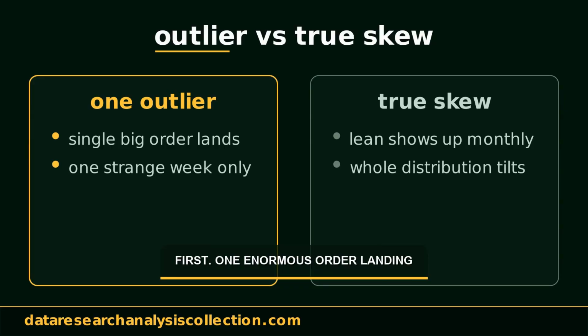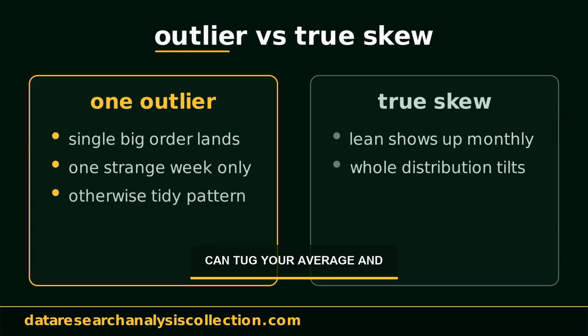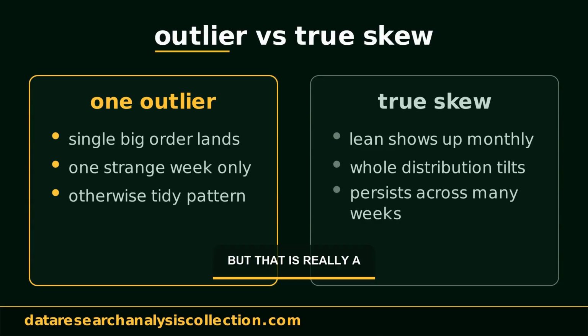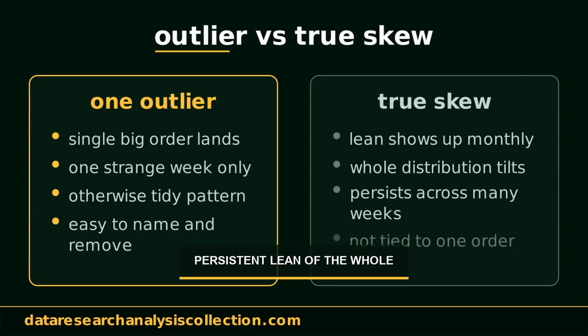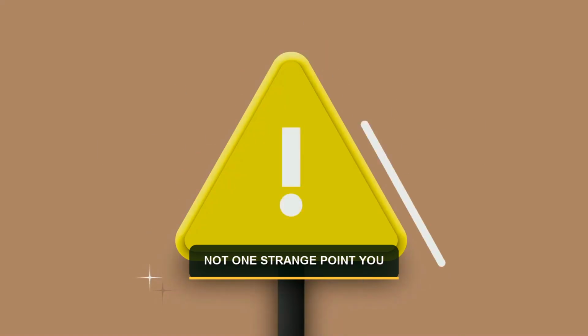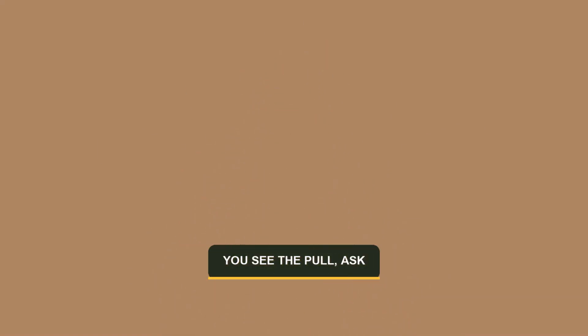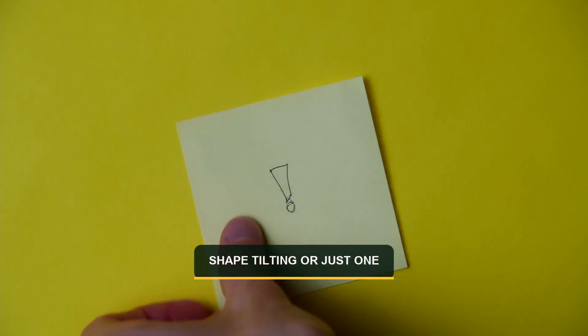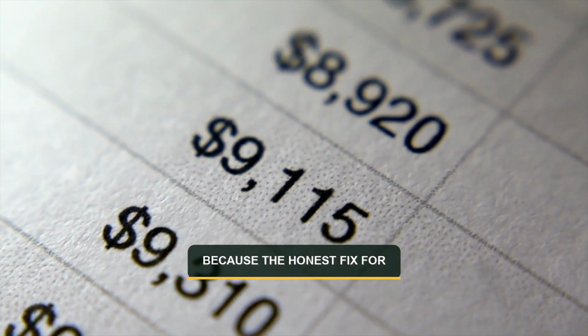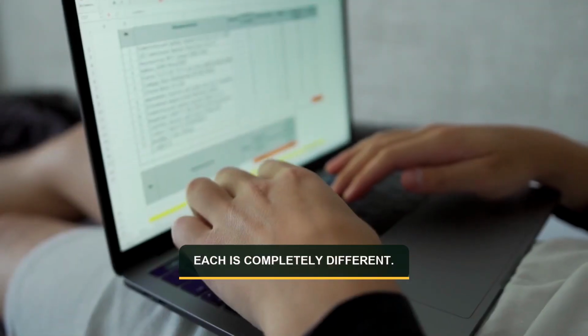One enormous order landing in an otherwise tidy week can tug your average and mimic a right skew. But that is really a single outlier, not the shape of your data leaning. A true skew is a persistent lean of the whole distribution, showing up month after month, not one strange point you could name and remove. When you see the pull, ask whether it is the entire shape tilting or just one loud value shouting, because the honest fix for each is completely different.